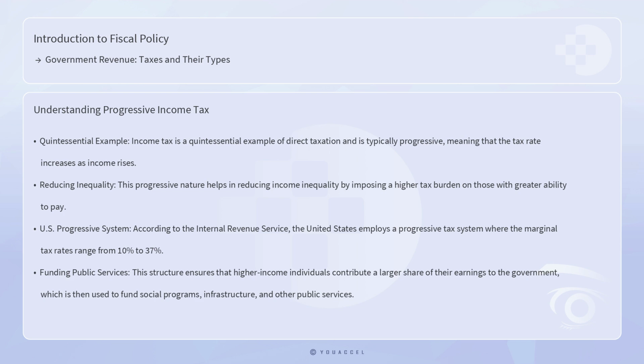Income tax is a quintessential example of direct taxation and is typically progressive, meaning that the tax rate increases as income rises. This progressive nature helps in reducing income inequality by imposing a higher tax burden on those with greater ability to pay. According to the Internal Revenue Service, the United States employs a progressive tax system where the marginal tax rates range from 10% to 37%. This structure ensures that higher-income individuals contribute a larger share of their earnings to the government, which is then used to fund social programs, infrastructure, and other public services.